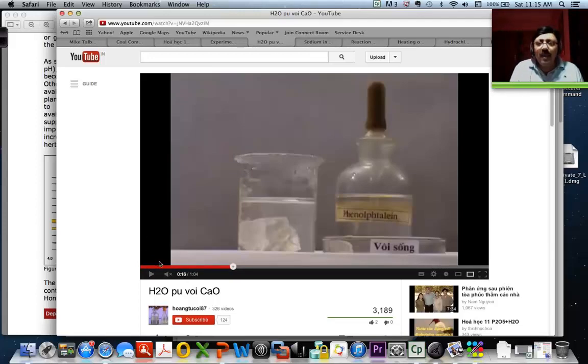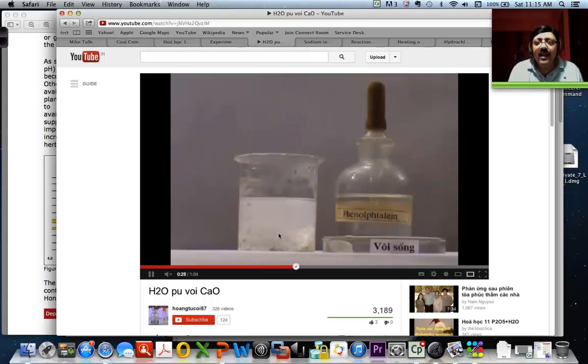Now what are those bubbles? In fact, this calcium oxide is powdery, right? And so what is coming out is nothing but some air which is trapped inside the calcium oxide. That's what's coming out, right? So don't worry about those bubbles. It's not carbon dioxide or anything. It's just air trapped inside calcium oxide.